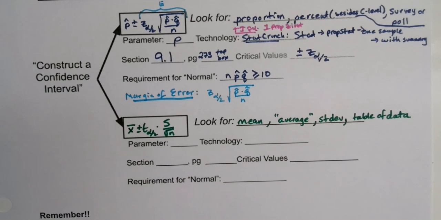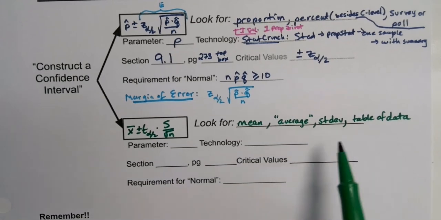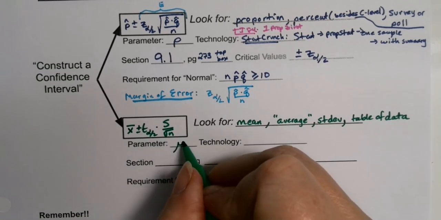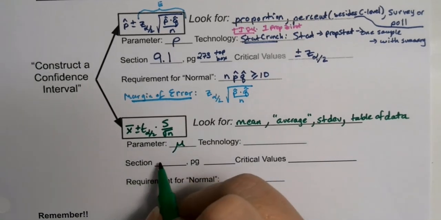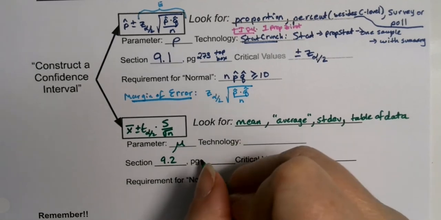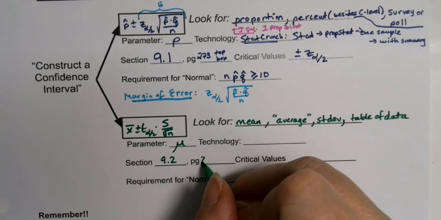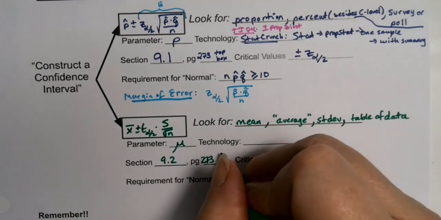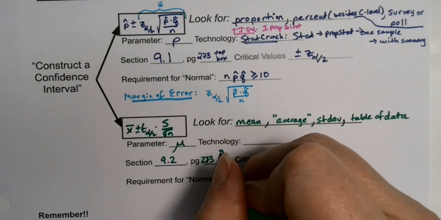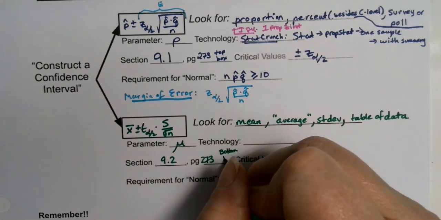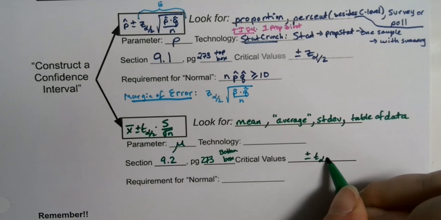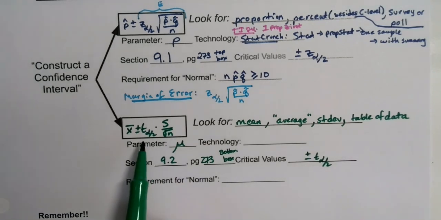So for us, a table of data will automatically mean it's a mean, which means the parameter we're looking at is mu. And this was section 9.2. Again, change this page based on your semester. But for me this semester, it's 273 in my yellow packet, in my appendix A. And it's the second box, the bottom box on that page. The critical values you can see are plus or minus t alpha over 2. I mean, it's right there in the formula, t alpha over 2.